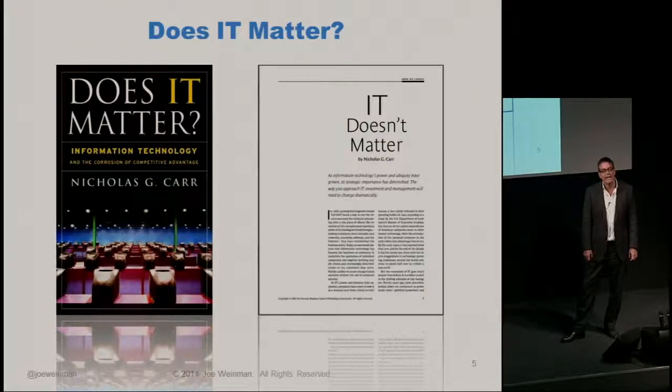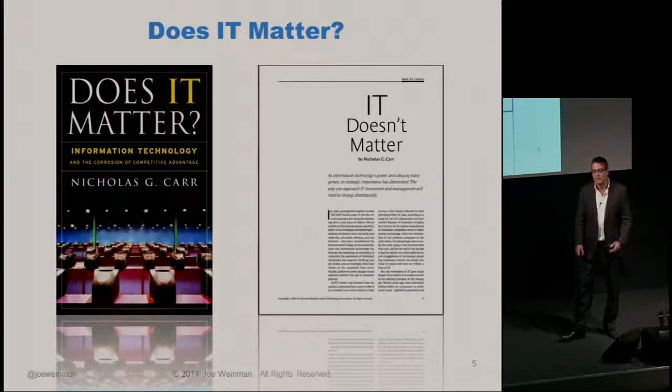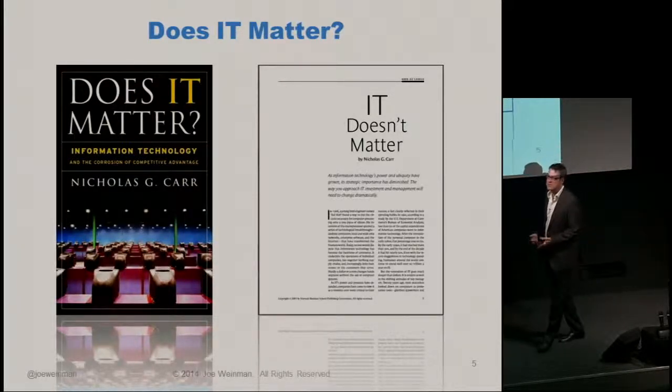If he's right, then Google can't possibly have a market capitalization of several hundred billion US dollars with extremely fat margins. If he's right, then Borders would still be in business. And if he's right, Encyclopedia Britannica would still be publishing a print edition. And Blockbuster, which is a video rental firm, would still be around. And of course they're not, because IT does matter.